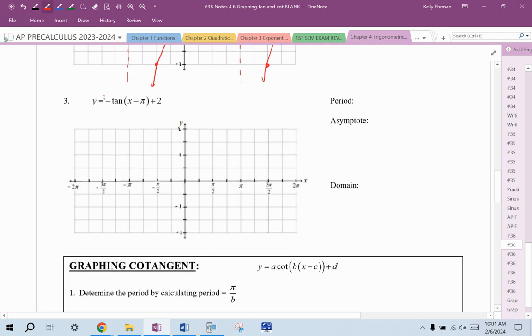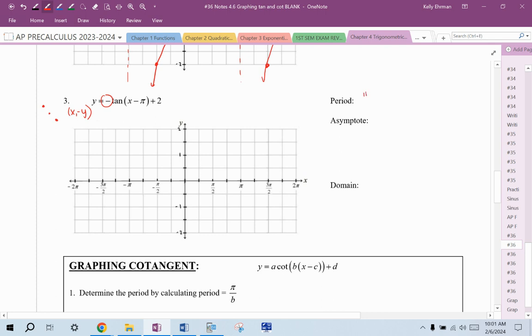What if it's negative tangent? So negative tangent is an x-axis reflection. Normally our 3 points go like this, but we're going to reflect them so that the point on the left goes up and the point on the right goes down.